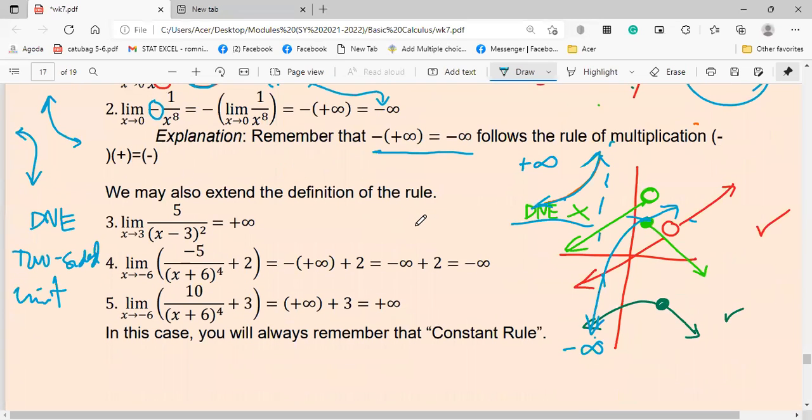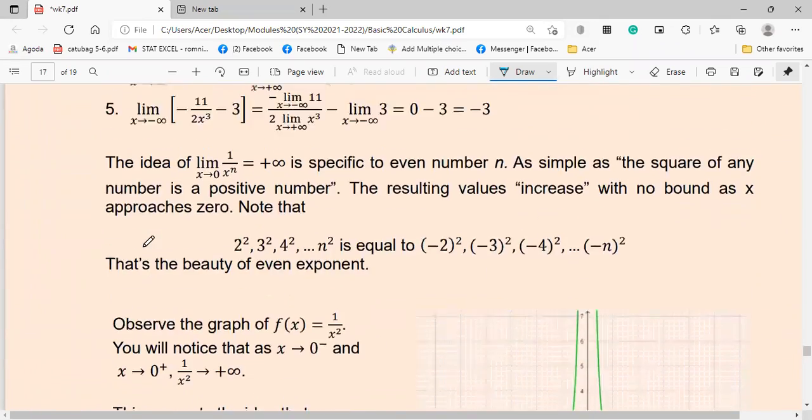We may also extend the definition of the rule. Ito, 3. Ito, 2. So, ibig sabihin, dahil naka-square ka lang naman, hindi ito bababa. Hindi ito magiging negative. Ang isa sa dahilan kasi, class, ang 1 over x squared, 2 na bilang even, never magiging negative. It will never be a negative value. Kaya nga, ang nangyari, left and right ay paakyat. Bakit? Kasi nga hindi siya magne-negative. Remember? Square kaya yan. Pero pagdating sa mga hindi squared, hindi even, sumasayaw ang kanyang graph.